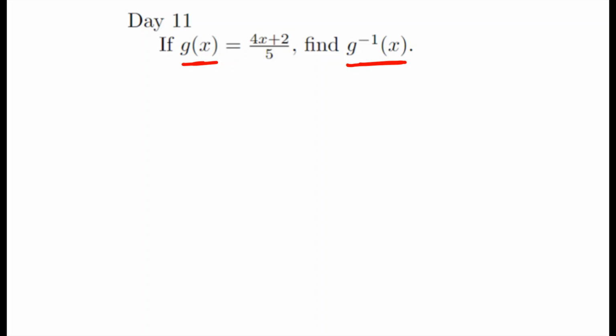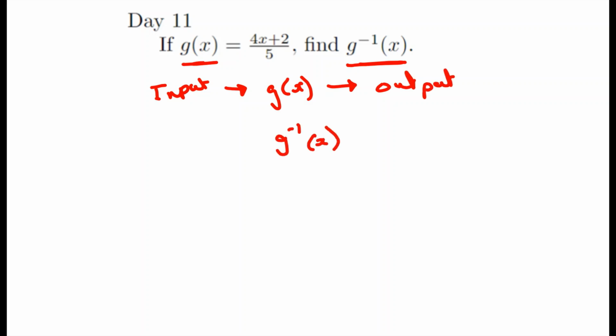So what that means is, when we've got a function like this, we have an input, we do this g of x to it, and we get an output. What g to the minus 1 of x is saying, if we've got this output from before, we put it into this what we call inverse function, and it gets us our input.